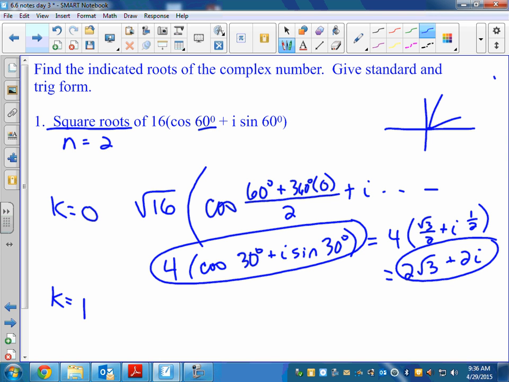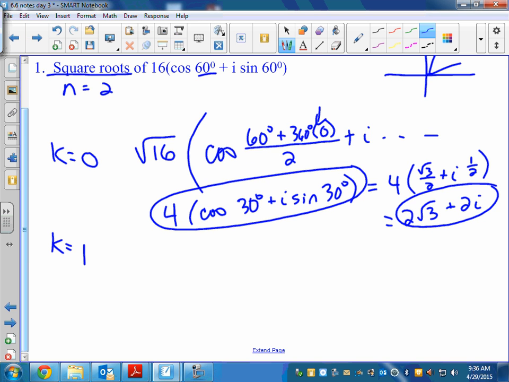That's only one root, though. I want the square roots. So whatever n is, that's how many answers you're going to have. So now you just repeat the process. The only thing that changes is now k is going to change to 1. You're just showing us that the square root is like these two. And if it said cube root, n would be 3. Fifth root, n would be 5.